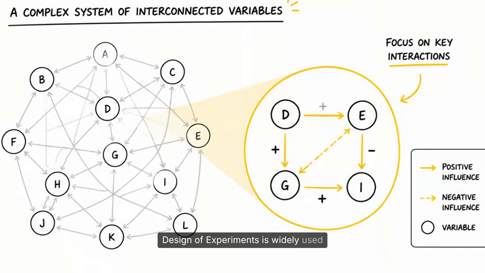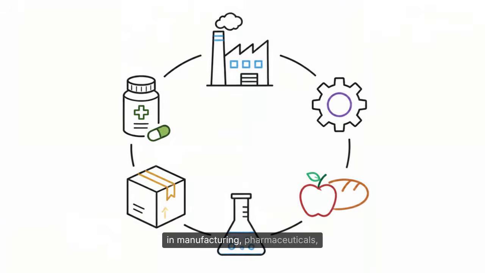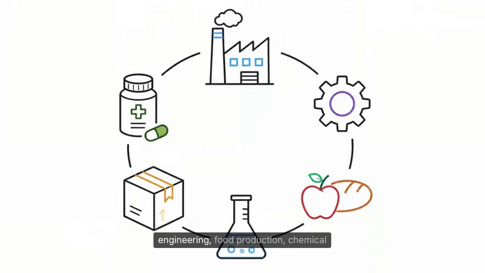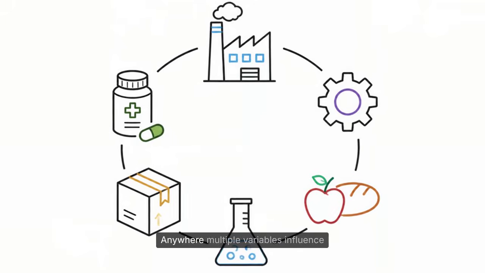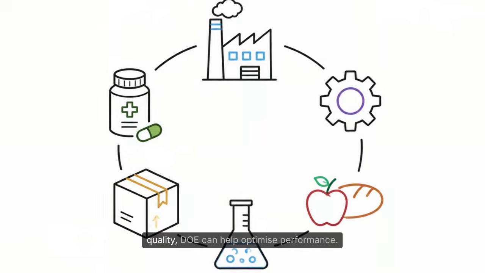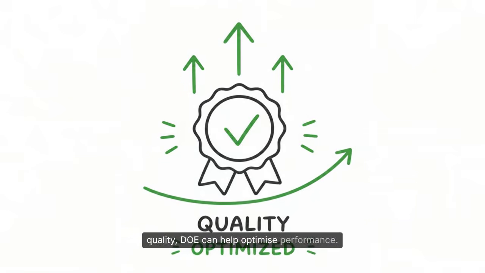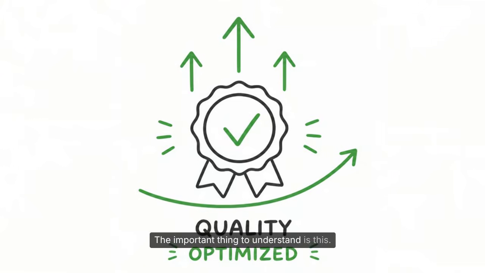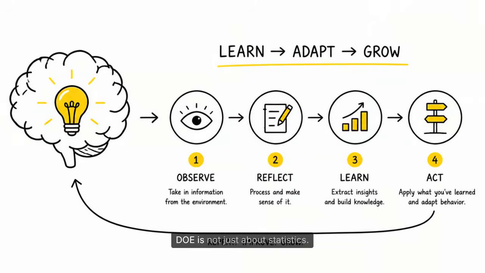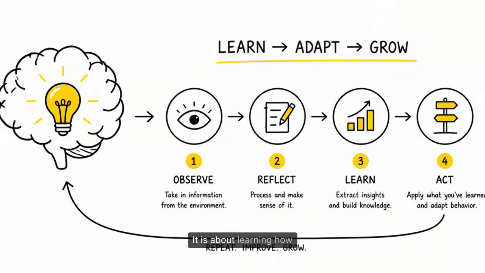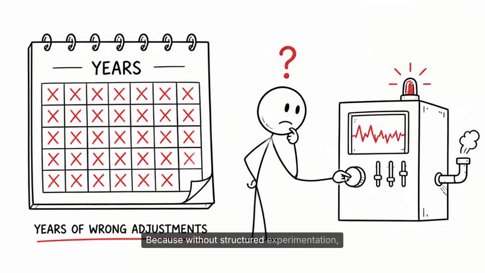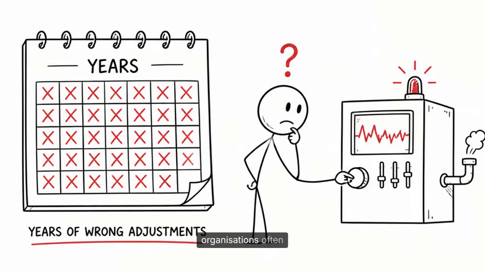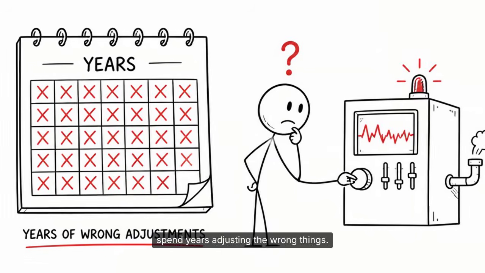Design of experiments is widely used in manufacturing, pharmaceuticals, engineering, food production, chemical processing, and product development. Anywhere multiple variables influence quality, DOE can help optimize performance. The important thing to understand is this: DOE is not just about statistics. It is about learning how processes truly behave. Because without structured experimentation, organizations often spend years adjusting the wrong things.